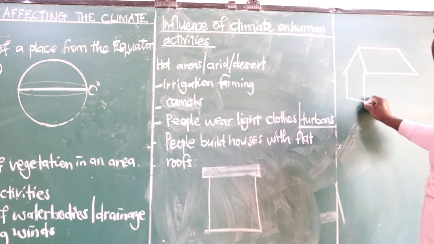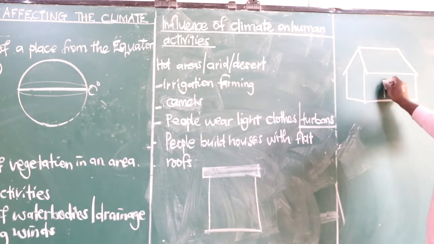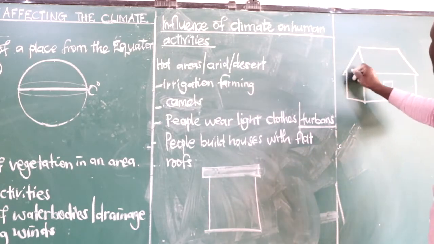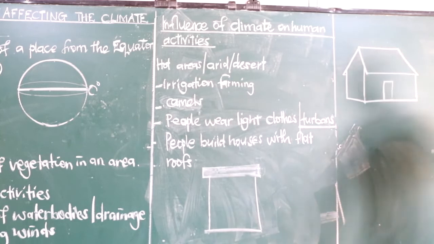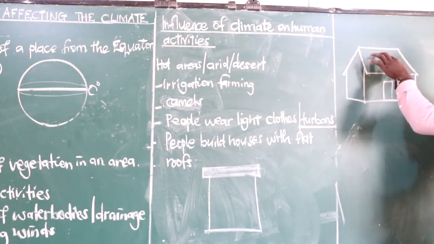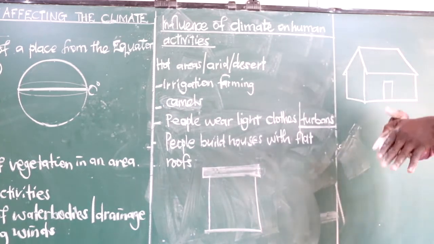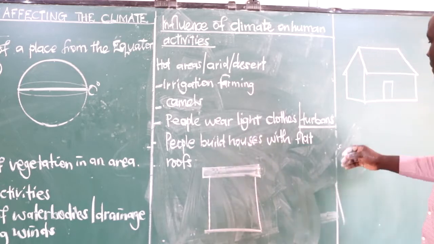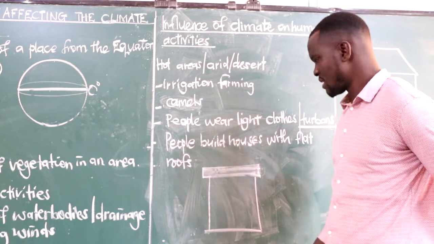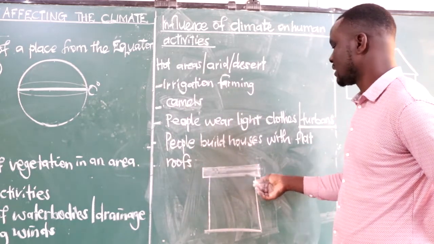So you will find that if this is someone's house, this person is building the roof which is slanting, as we can see. The roof slants such that when rain pours here, the rain slides down because the roof is slanting. But people who are in desert areas don't receive too much rain. So what happens is they build their houses like this.